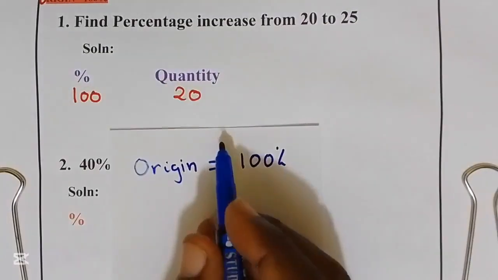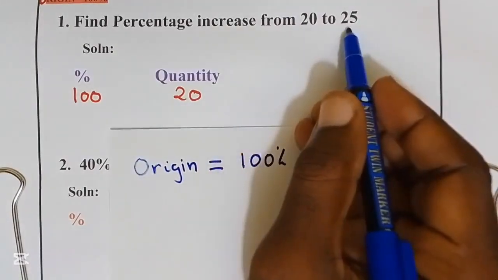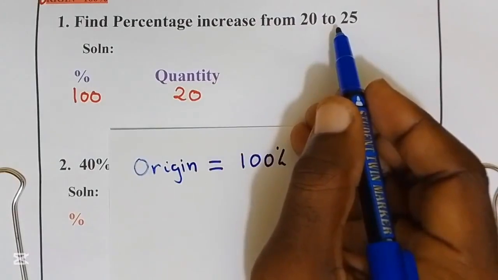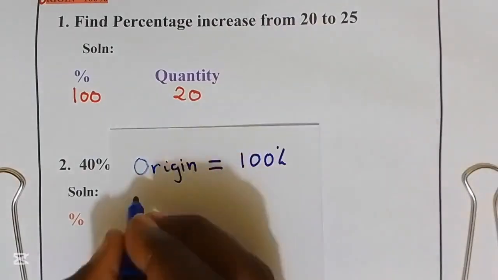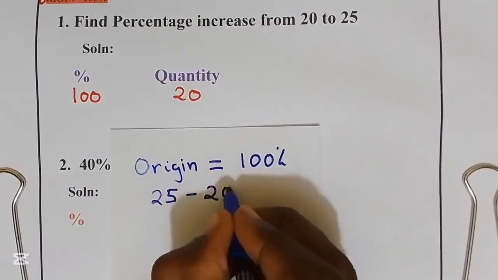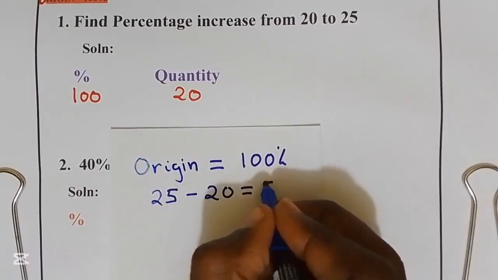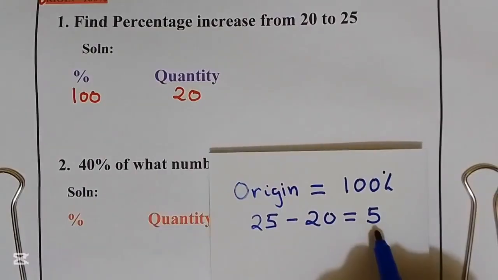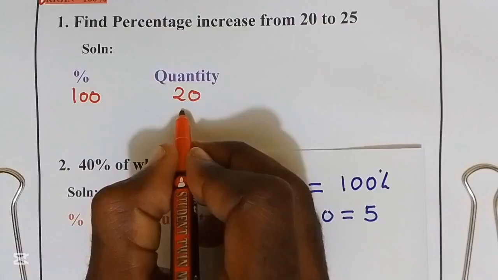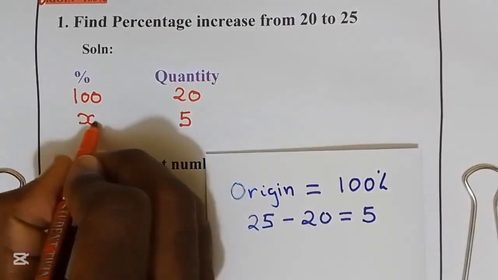And they say that it increased from 20 to 25. This is in quantity. Now, the quantity increase is equal to 25, take away the origin, which is 20. We get it increased by 5. Now I'm going to ask myself, this increase in quantity of 5 is equal to what percent? Now, 5 in quantity corresponds to what percentage?